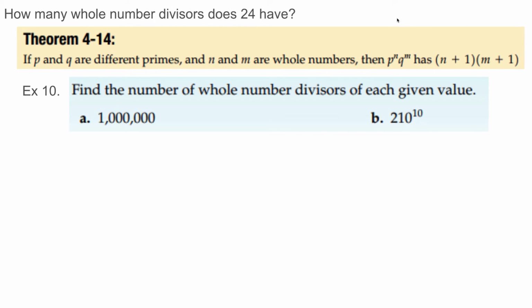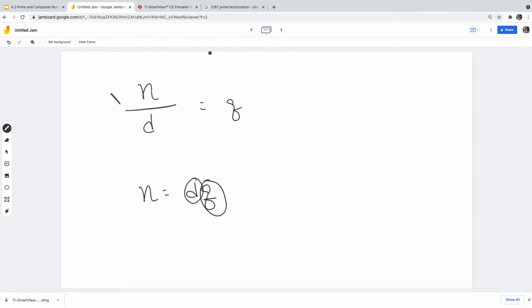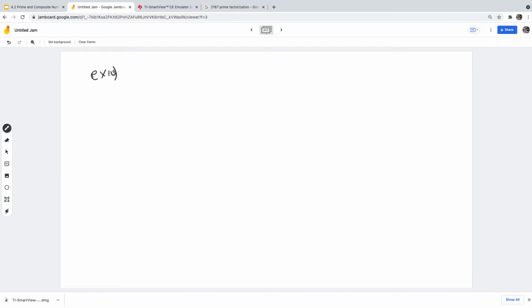Okay, so let me use my Jamboard again and bring down that question example. So this is example 10. A is 1 million, B is 210 to the 10. The question is, find the number of whole number divisors.